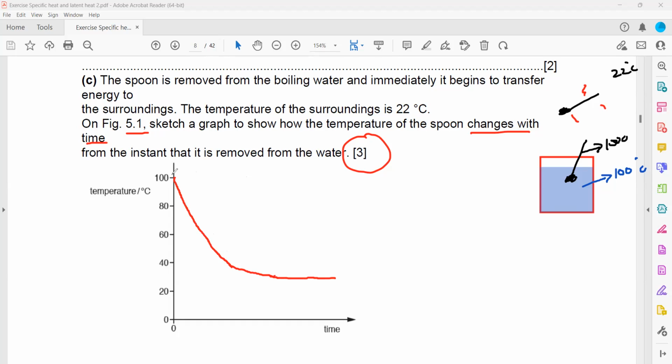So it will become horizontal. In the beginning, it's steeper. It should not be a straight line. If you draw a straight line, what does it mean? It is losing heat energy at the same rate. But practically, it's not possible. When the substance is hot, it loses more heat energy every second as compared to when it is at a lower temperature. So when you sketch a graph, it should be a curve starting from 100. It should end around 22, with a horizontal line around 22.